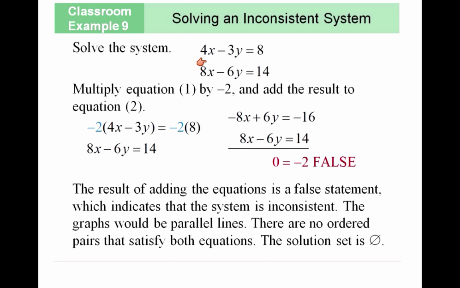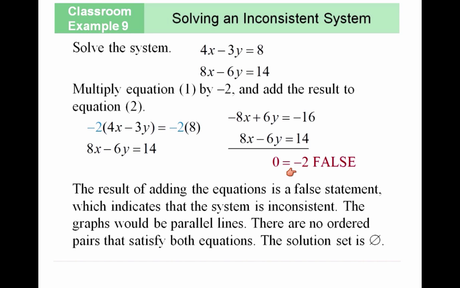Now let's take a look at this example here. If I multiply the first equation by -2, because this is 4 and this is 8, I make these two opposites of each other, then I would get -8, which is the opposite of 8. That's good. But look what happens here. The y cancels too. But this time, the constant doesn't add up to 0. The constant adds up to a different number.